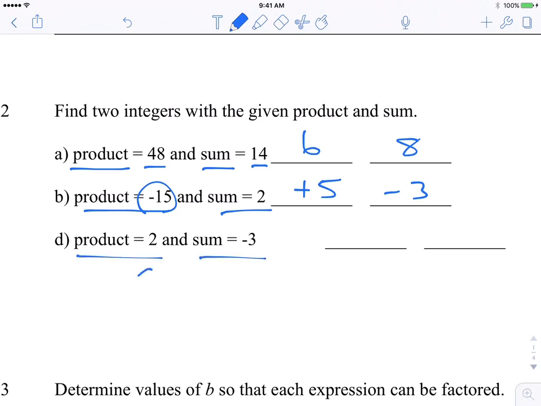The product is 2 and the sum is negative 3. Well, if I look at the factors of 2, 1 times 2 is 2, and 1 plus 2 can equal 3. In this case, the product has to multiply to become positive, but the sum, when I'm adding, needs to be negative. In that case, the negative 1 and negative 2 multiply to get me positive 2, but they add to become negative 3. So my answer is negative 1 and negative 2. And like I described in the last lesson, it does not matter which order we write these in.